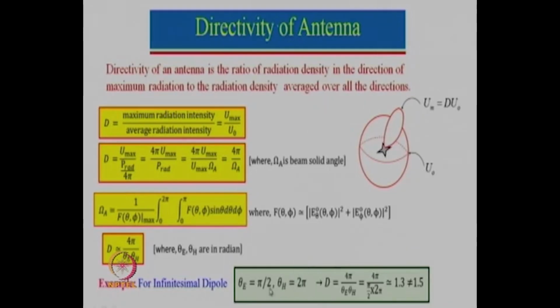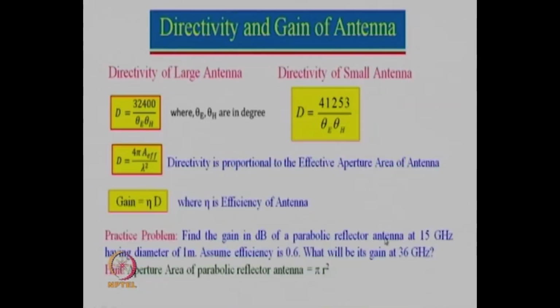If I substitute these values in this expression, we get a number which is 1.3, whereas we know that for the infinitesimal dipole antenna directivity is equal to 1.5. So, this number predicts relatively smaller, but yet it is reasonably close to this value, and you do not have to do any of these integrations. We will tell you some simpler way to use this expression for larger antennas also.